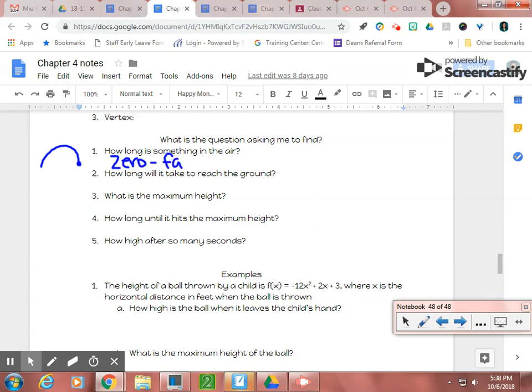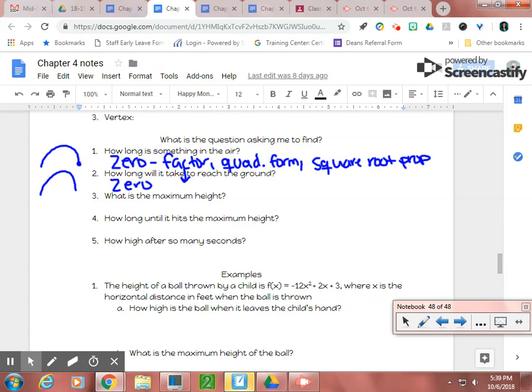Well, there's a few ways. You can factor. You can use the quadratic formula. You could use the square root property. Or you could use completing the square, but you probably won't. Your next question, how long does it take to reach the ground? Well, same thing. How long is the time for it to go up and come back down? You're finding a zero. All of these same things apply.